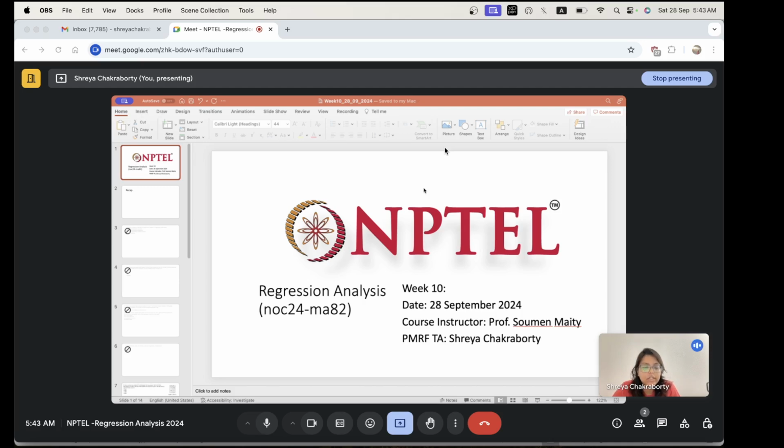I'm Shreya, one of the TAs for this course, and today we'll be discussing some problems based on the concepts discussed during week 10, and we'll also touch upon the previously discussed topics. We'll see in due course, those will come in handy while solving problems. So without any further ado, let's get started.